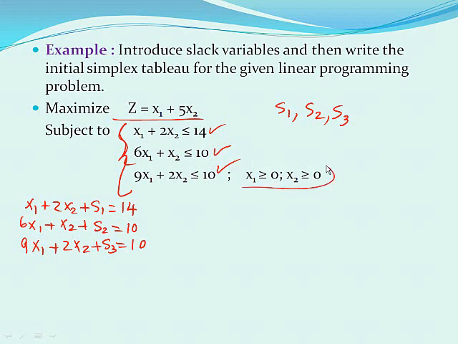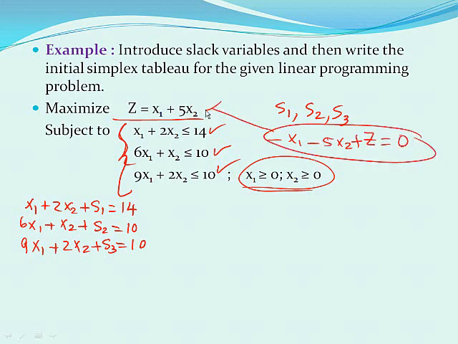Notice that these are the non-negativity conditions. We don't need to worry about them now. And then the last equation in the system will be the objective function rewritten with the coefficient of c being 1. So I need to rewrite this as negative x1, negative 5x2 plus z equal to 0. So that is another version of this objective function here. So we do have 4 equations. Now to write the initial simplex tableau, we need to convert this into an augmented matrix form.